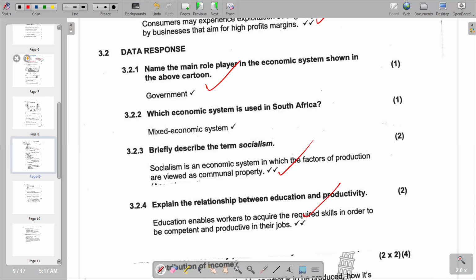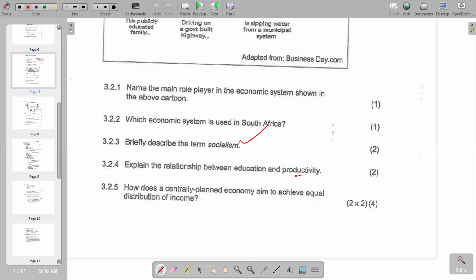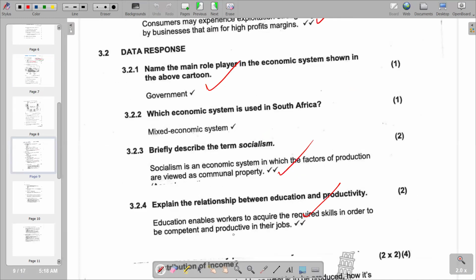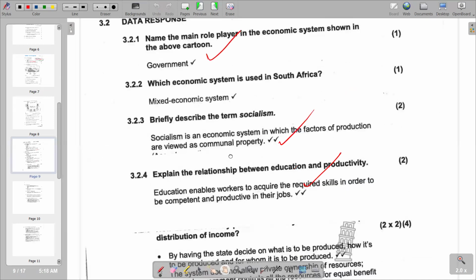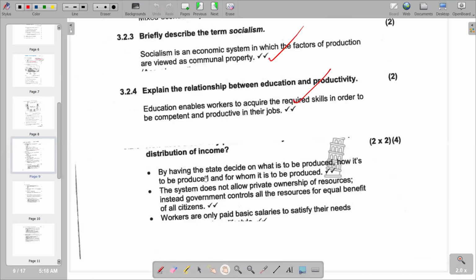So this is exactly the description that we have. Next, a centrally planned economy aimed to achieve equal distribution of income. A centrally planned economy is an economic system whereby we have the government as the role player, like the one that we have described here. And now our question is, how does a centrally planned economy aim to achieve equal distribution of income? We have those reasons mentioned in our answer section, so we can just try to see.